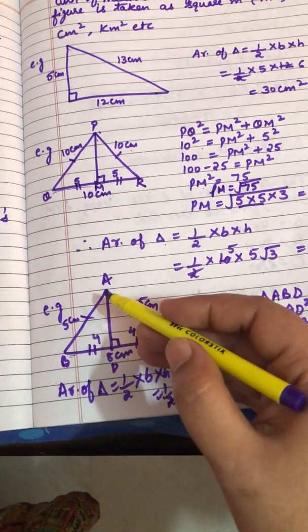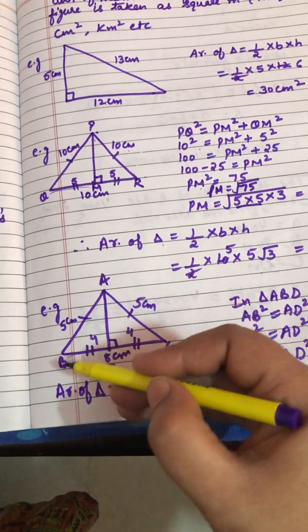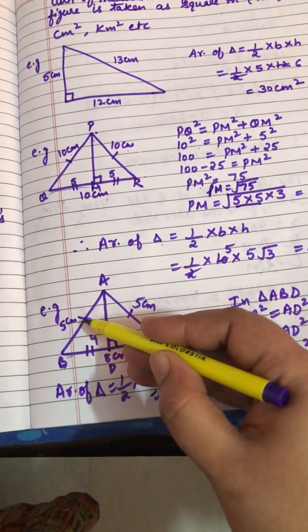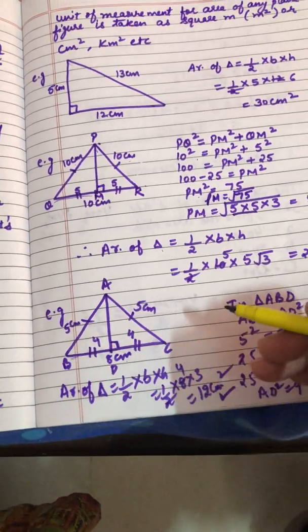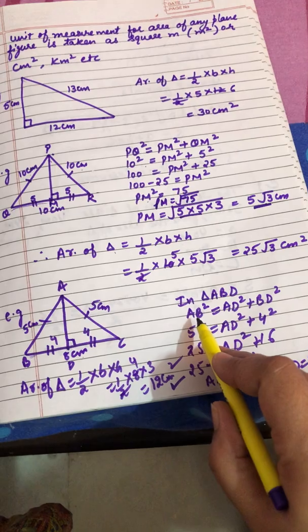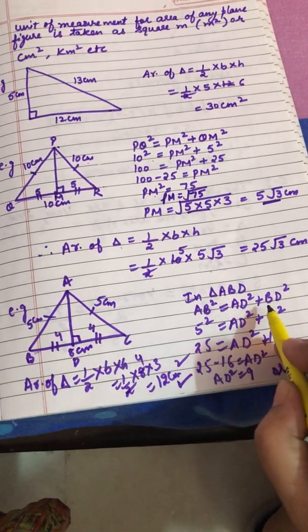So again follow the same procedure. In triangle ABD, this is hypotenuse, AB is hypotenuse, AD is perpendicular and BD is base. So using Pythagoras, again AB square is equal to AD square plus BD square.